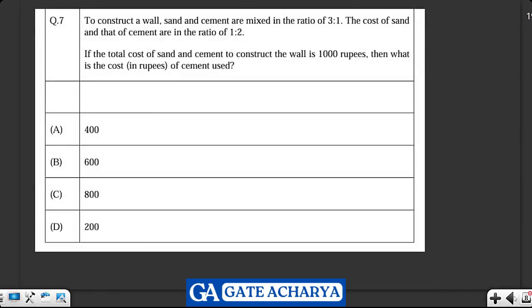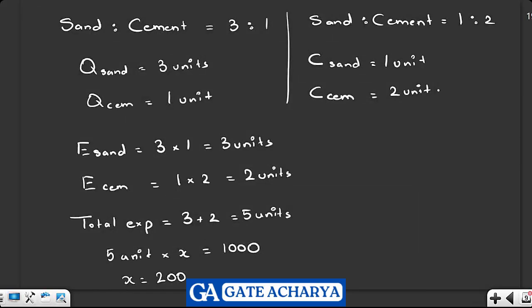So I want the cost of cement used. Okay. So how much is the cost of cement? So tell me, cost of cement is how much units, right? 2 units. You can call this X value as 1 unit price. This X is the price of 1 unit or expenditure of 1 unit. You can call this X value is expenditure of what? Expenditure of 1 unit.